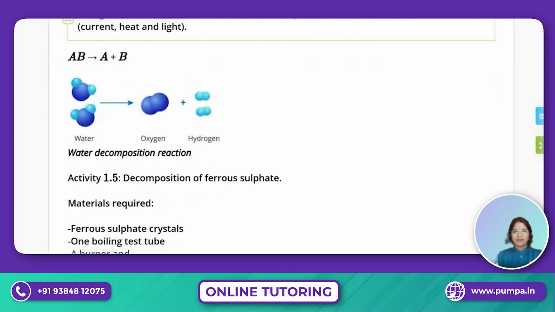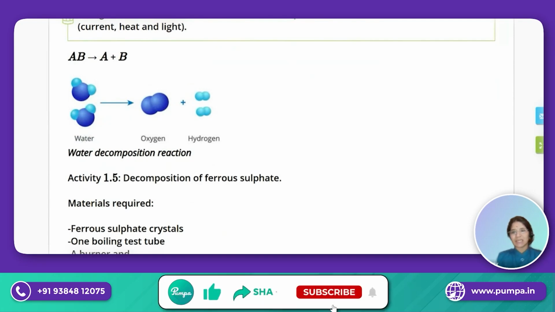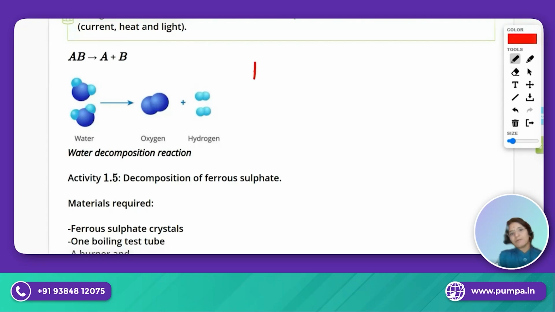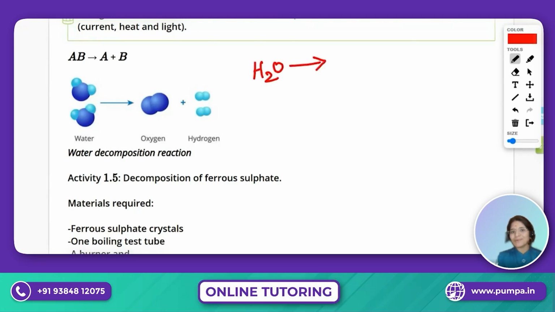Okay, so here you can see that AB is being decomposed into A and B separately. A best example is the water molecule H2O being decomposed into hydrogen gas and oxygen gas. Okay, so this is one of the decomposition reactions.